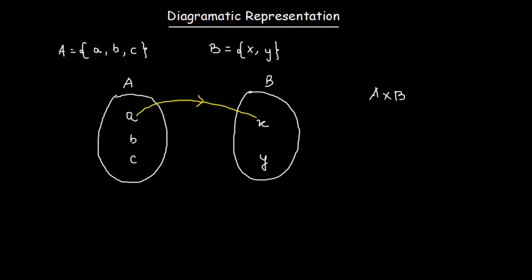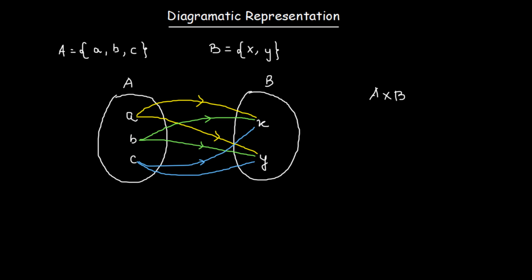Then starting from A, we'll go to the second element in B, and that is going to give us the coordinate pair A, Y. Then we go to the second element in set A, which is B, and form a coordinate pair with the element X in set B. Then we'll again pick up the same element B in set A and form a coordinate pair with the element Y in set B. And then finally we consider the element C in set A and form a coordinate pair with the element X in set B, and finally we pick up the element C and form a coordinate pair with the element Y in set B.